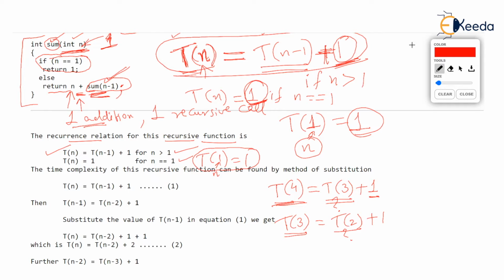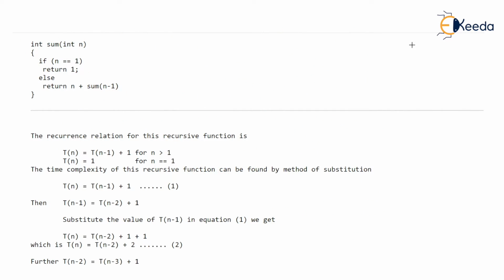That means this is not the answer. This recurrence relation is not the answer because Tn is represented in terms of Tn minus 1. So you have to solve this recurrence relation and give some single answer, in terms of some polynomial, that represents the time complexity of this recurrence relation. Okay, I'll just erase the screen.